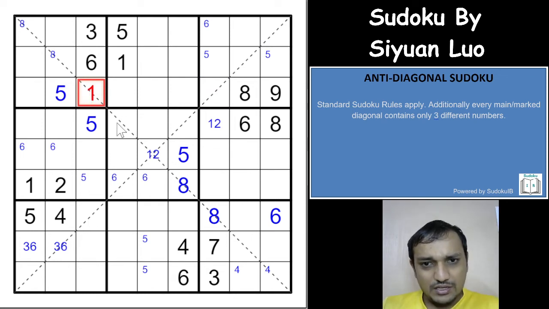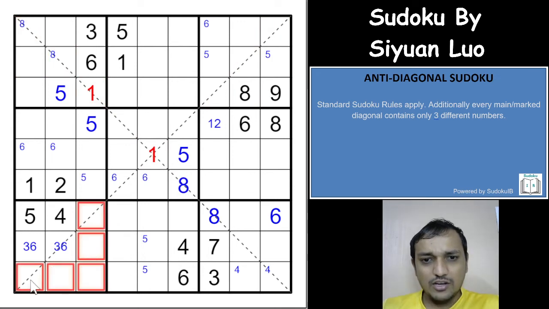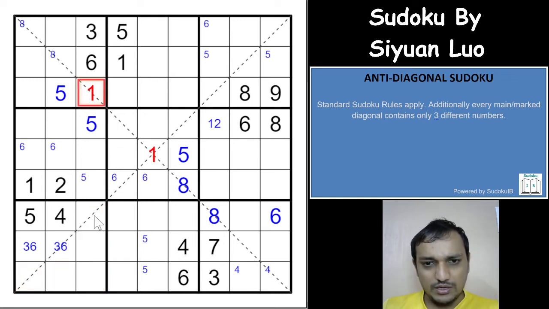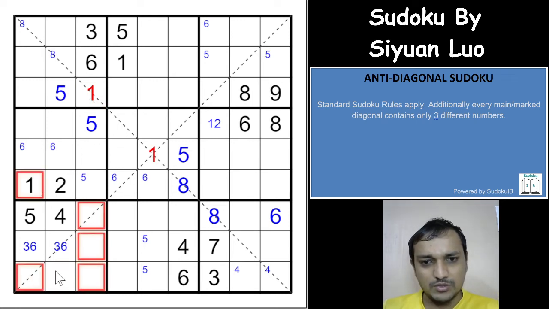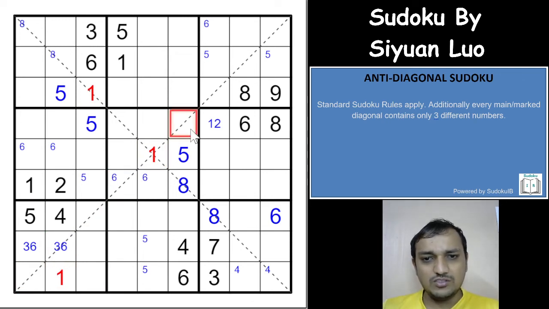If you have a 1 here, the 1 in this diagonal would have to be here, which means you'll have 1 in both the diagonals, right? So where can you have a 1 here? There is no possibility that you'll have 1 in this diagonal, because this one eliminates 1 from this cell, this one eliminates 1 from this cell, and this diagonal doesn't have a 1. So you'll have these 3 digits and these 3 digits the same, but you don't have a 1 here.